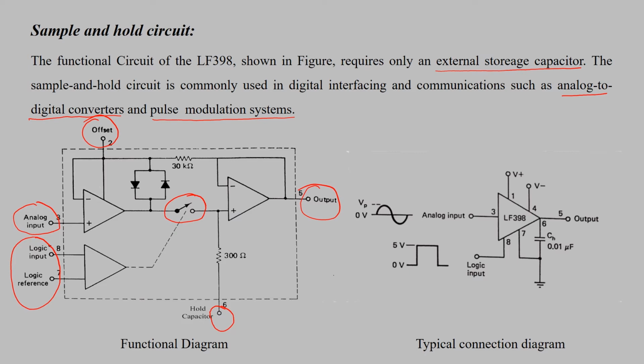So as already studied, we know that we have to hold the signal at the sample point so that it can be converted from analog to digital. So during the time of conversion, it should not change its value, so it is held there. That is the basic function of a sample and hold circuit. And here we have given a typical connection diagram using LF398, where an external capacitor is required only.